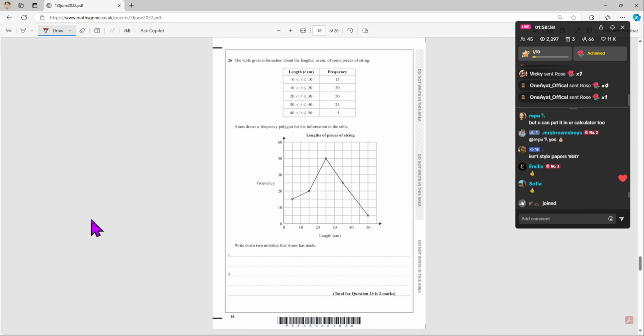The table gives information about the lengths in centimeters of some pieces of string. So we have a frequency diagram here. We have a frequency polygon as well and a frequency table. Write down the 2 mistakes that Amos has made. I want you to tell me the 2 mistakes. When you spot them, please tell me.